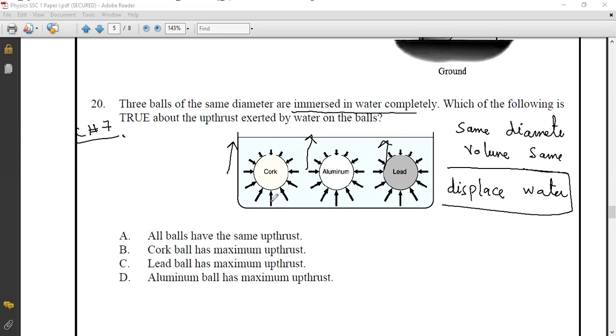So the actual weight of these three balls is not the same. The aluminum will have more weight, while the cork will have less weight. So this shows that the cork ball will have the maximum upthrust, because the weight is the least among these three balls, and the liquid displaced by all three balls is the same. So option B is correct for question number 20.